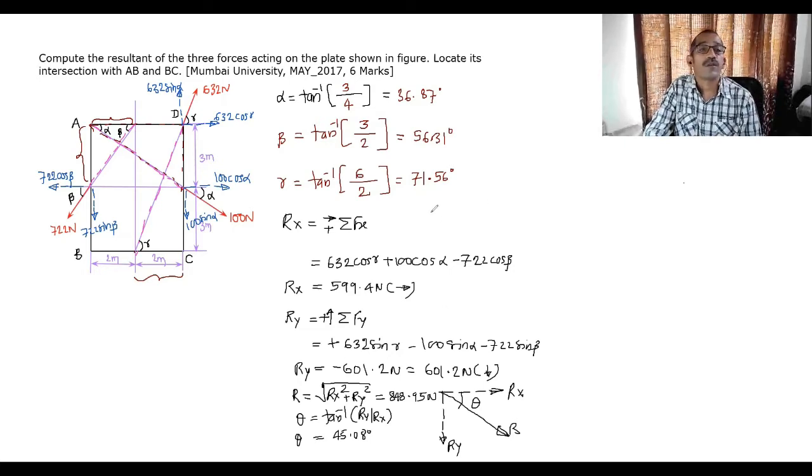Now, you have to find out its intersection of the resultant with AB and BC. AB is vertical, BC is horizontal. That means if you take moments about this point B, you will get the position with respect to point B. Therefore, in the next step, to find the point of application of the resultant, we'll find the summation of moments about point B, taking anti-clockwise moment positive.